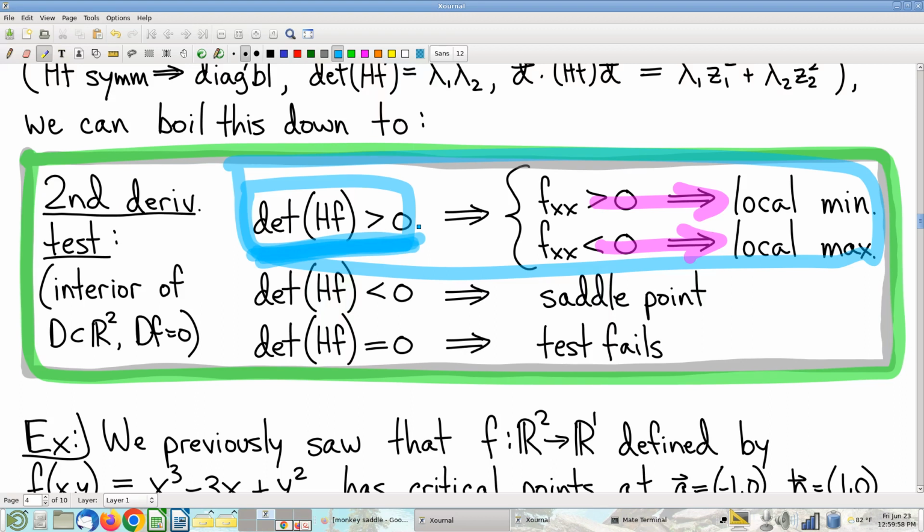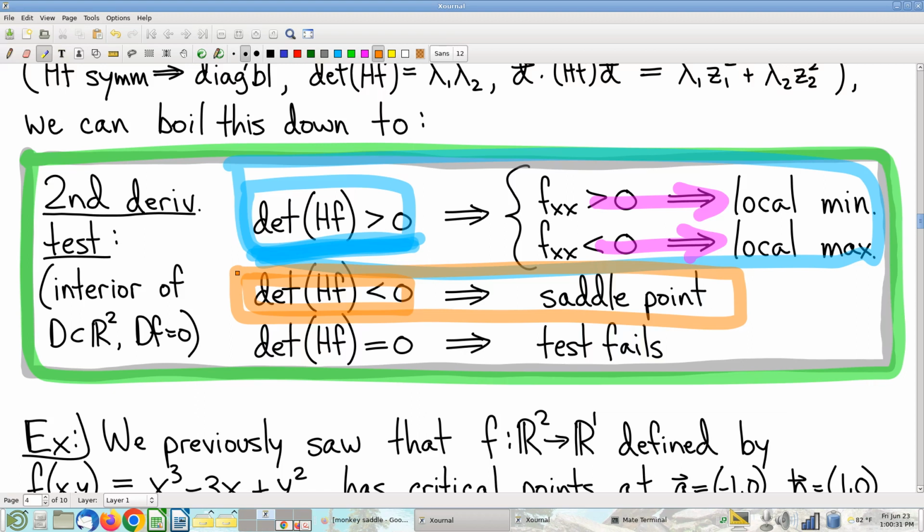If the Hessian determinant is negative, I'm going to choose a different color. If the Hessian determinant is negative, then it doesn't matter what your individual second partials are. If your Hessian determinant is negative, you got yourself a saddle point of some description. It might be a monkey saddle, it might be a spider saddle, it might be just a regular old saddle. I don't know, but it's not a max, and it's not a min. So, saddle point. Is everybody cool?